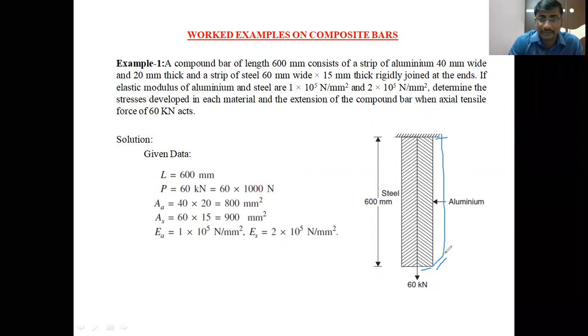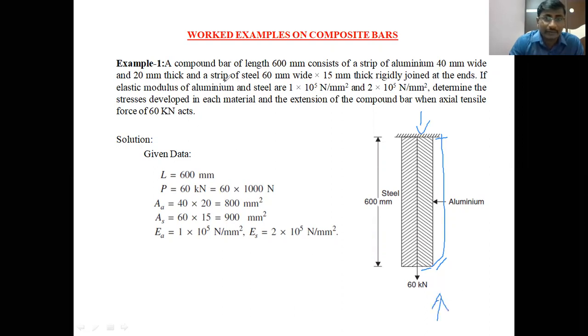So how to calculate the cross-sectional area of this aluminum? Simply by multiplying the 40 wide into 20 thick, we can get the cross-sectional area of the member. So it is a rectangular section. Aluminum and steel are rectangular sections when we look from the top side or bottom side.